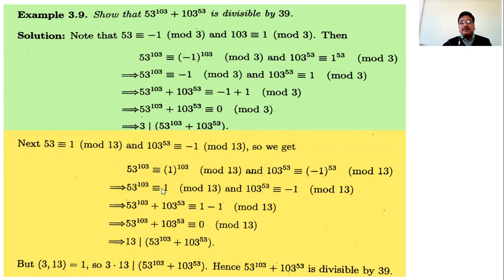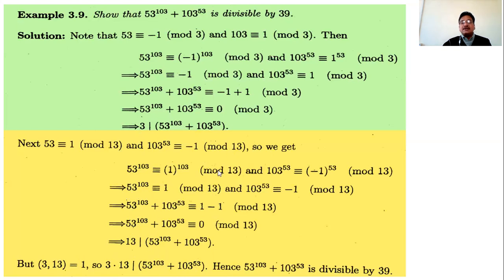This is A congruent to B and C congruent to D, then A plus C is congruent to B plus D. And then here we have 0, and then 13 divides this number. So 3 divides this number, 13 divides this number, and the greatest common divisor of 3 and 13 is 1, and therefore 3 into 13 divides this number, 53 raised to 103 plus 103 raised to 53, and therefore this number is divisible by 39.